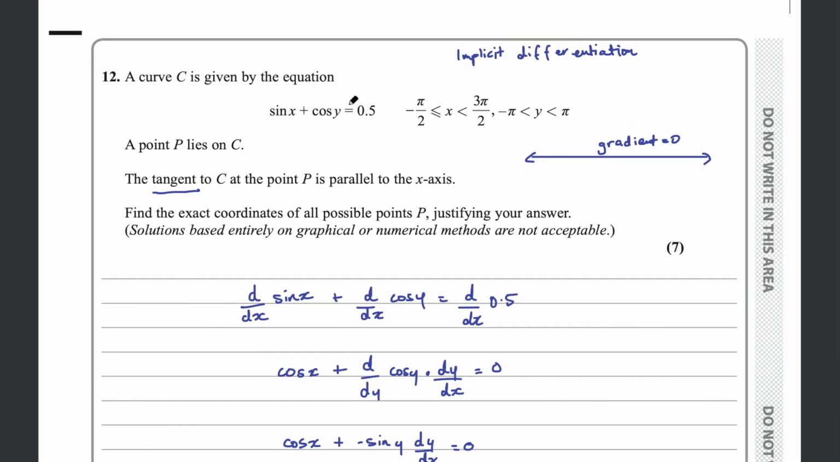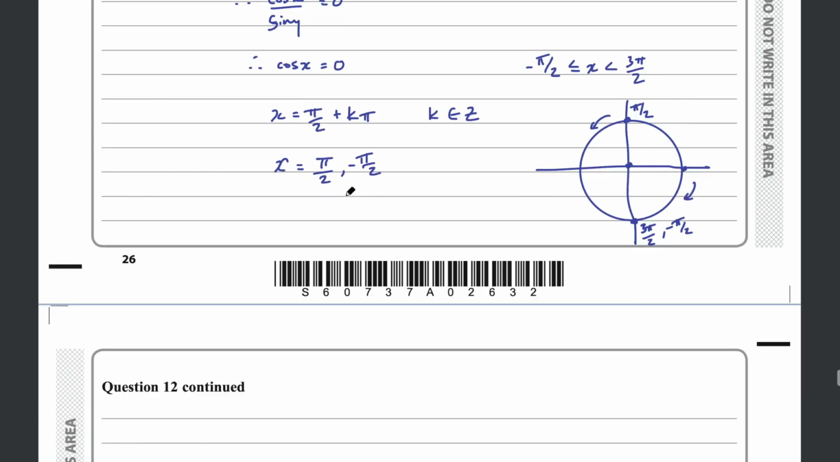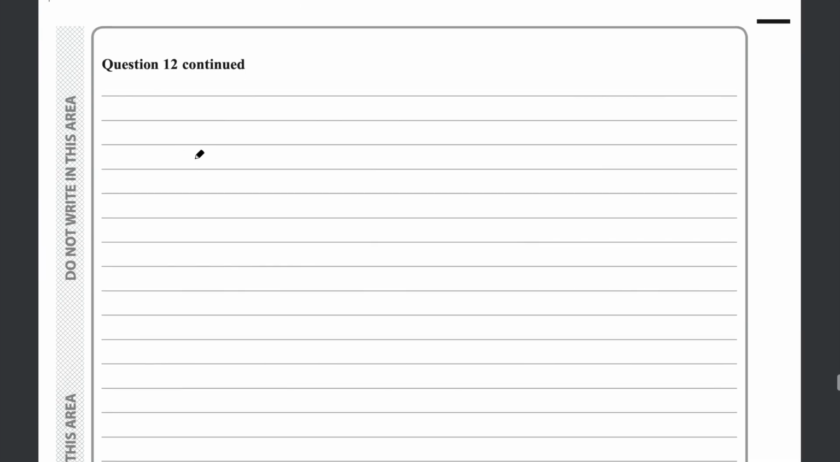Now we need the y coordinates, and we can substitute the x coordinates into our original equation to find the y coordinates. So let's write that down here so we just have something to refer to. We had sine x plus the cosine of y equals 0.5. So let's firstly start with when x equals pi on 2.